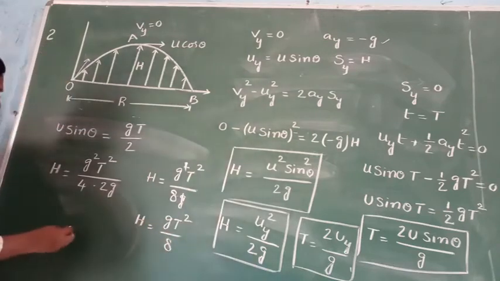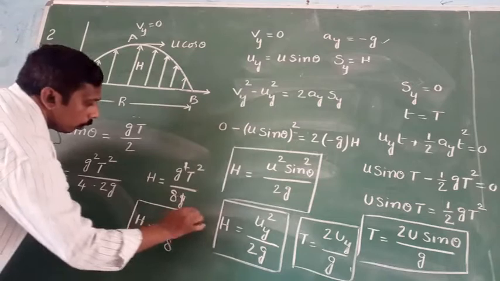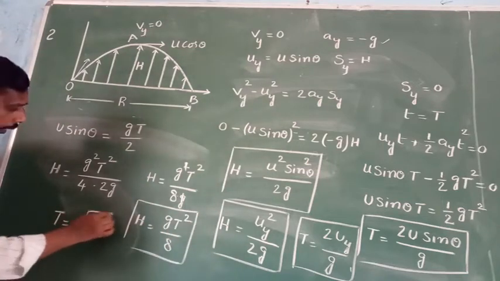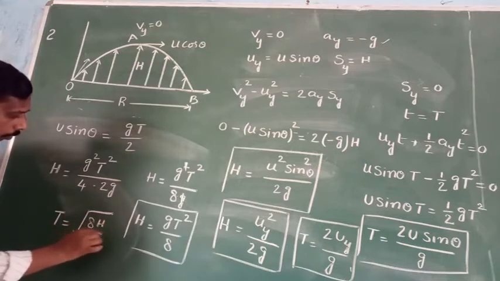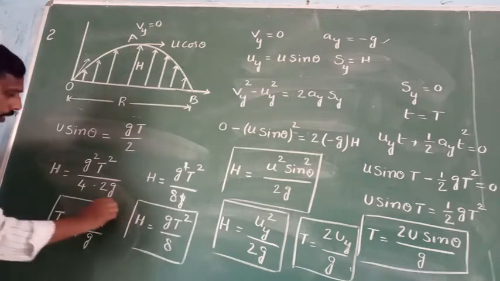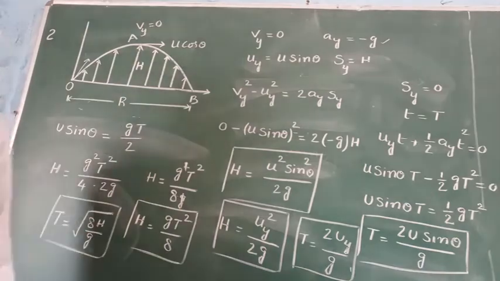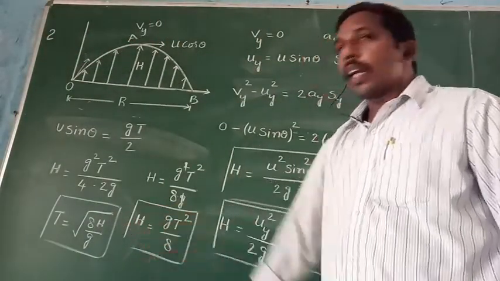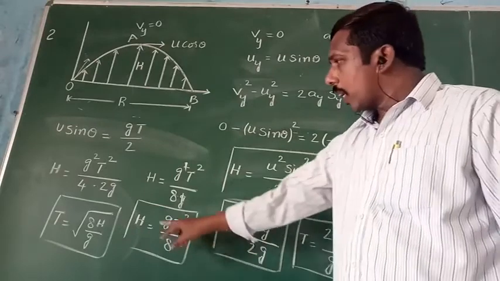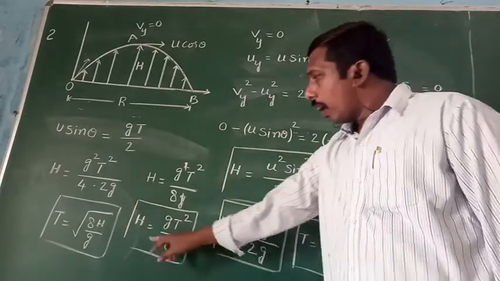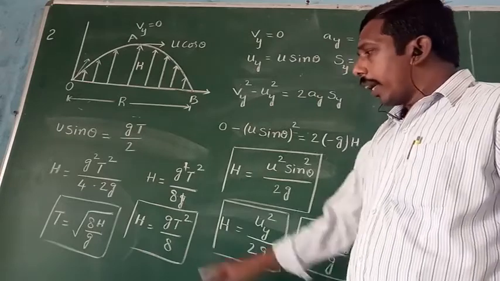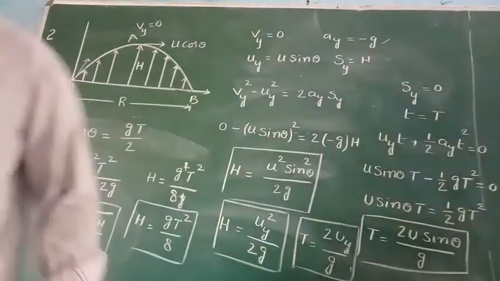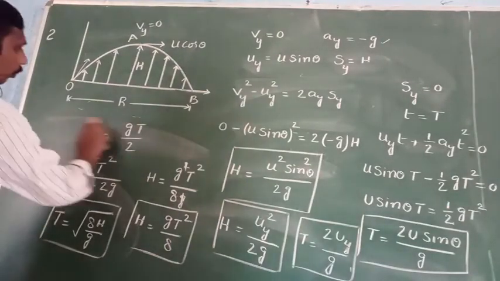Or from this, time of flight t is equal to under root of 8h by g. So this is the relation between maximum height and time of flight. So t is equal to root over 8h by g, or maximum height h is equal to g t square by 8. Next, now we derive the range equation.